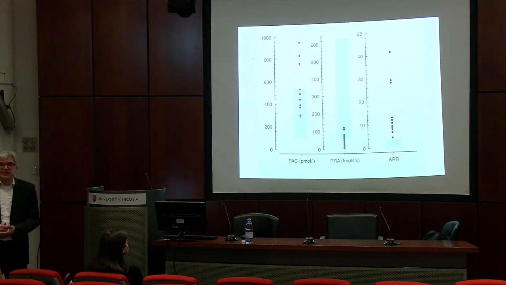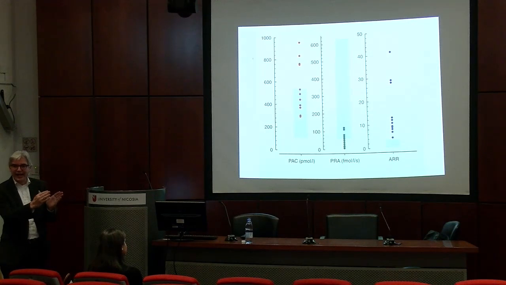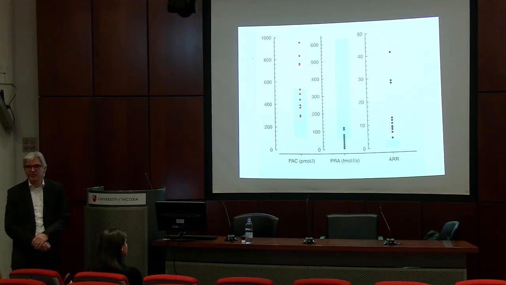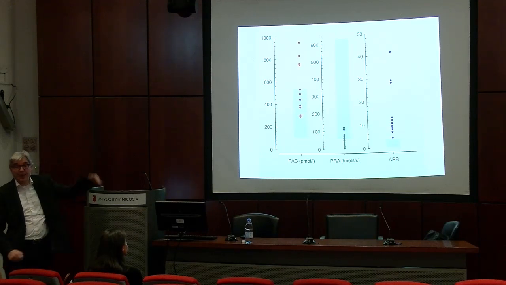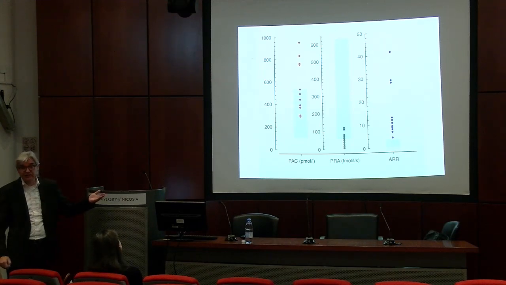In this slide you see the results of the aldosterone measurement and the renin measurement and the ratio in the first 11 cats in which we diagnosed this bilateral hyperplasia. In blue you see the reference range, and the red dots are the plasma aldosterone concentrations. And you see that in a few cats the aldosterone concentration was clearly elevated, but in most cats the aldosterone concentration was within the reference range.